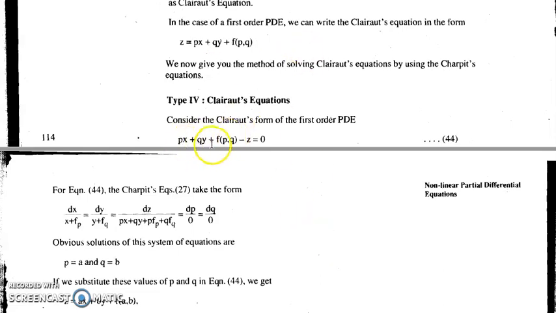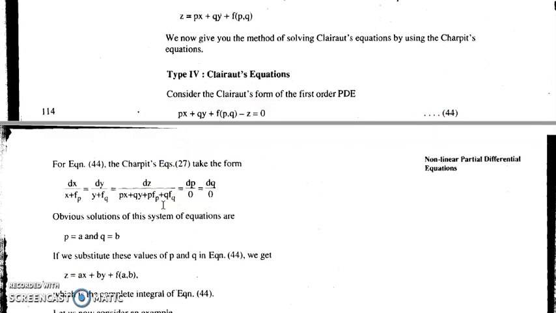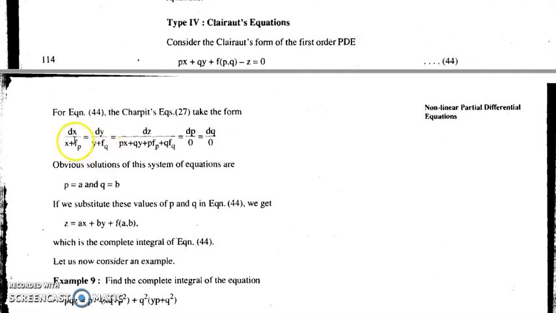Okay, so consider an equation which is of this form. So this is a Clairaut's equation. So the equation will be in this form. So I can write it as px plus qy plus f of pq minus z equal to 0. Now let's write Charpit's equation. When writing Charpit's equation, dx by fp: differentiating with respect to p, you are going to get x plus fp. Then differentiating with respect to q, y plus fq.